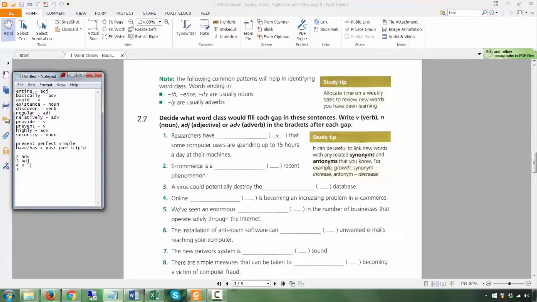Five. We have seen an enormous. We have seen, that's have plus verb in past participle. This again is the present perfect simple tense. So you realize how, in a lot of sentences that you read, you have to understand the tenses, because you see tenses everywhere.